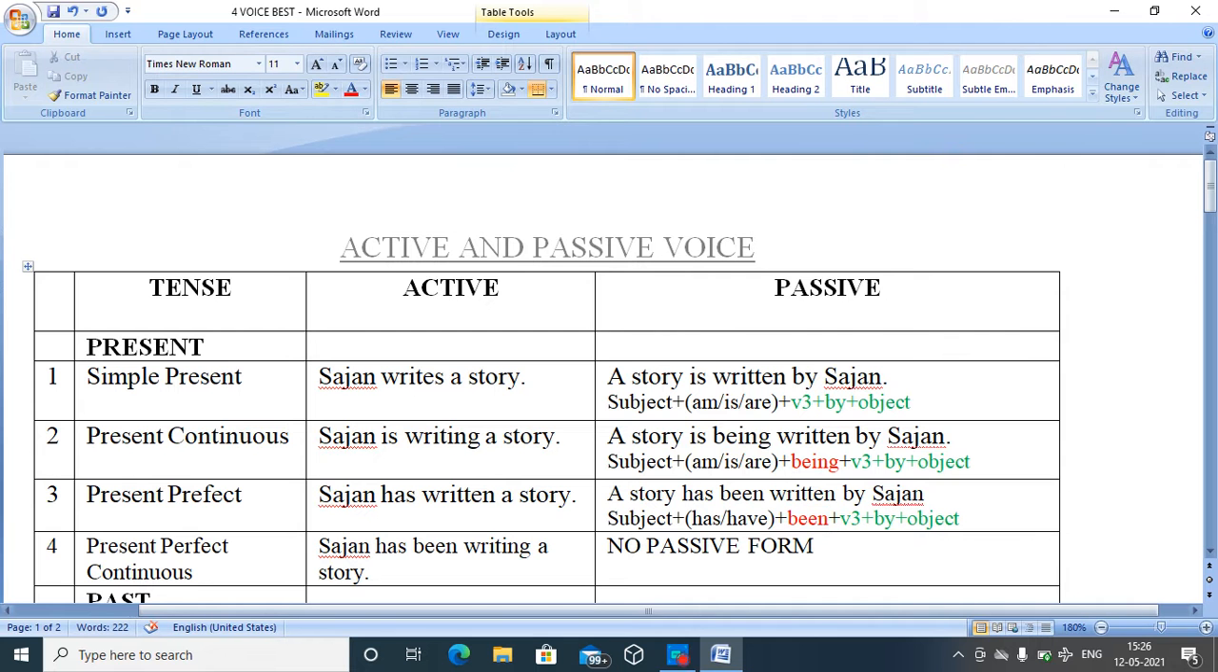Actually, you can take it as a noun if you want to remember it yourself. Here only has or have is there in the active form. So you can take the next. You can take it. Otherwise, how will you understand?